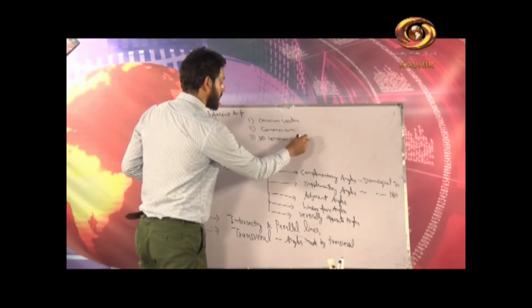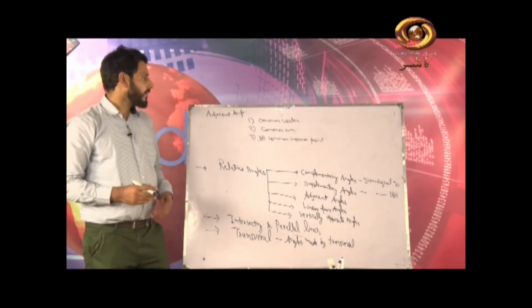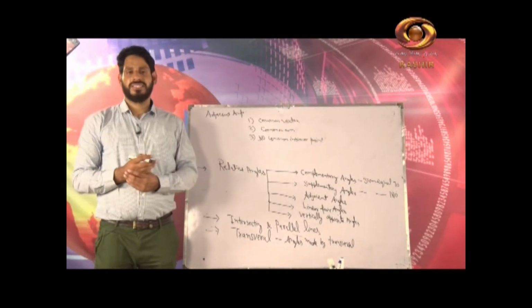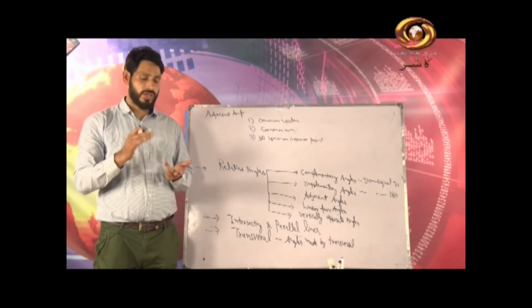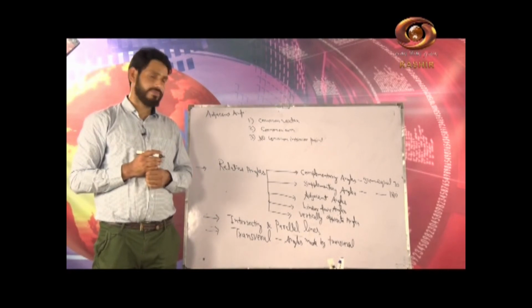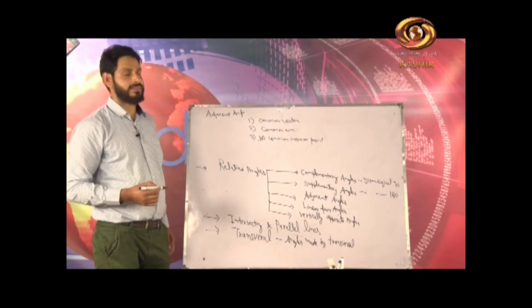I will talk about what this common interior point is. So you have to remember these three conditions, that they should have the common vertex, they should have the common arm, and they should have no common interior point, right? Let us take an example to understand what it actually is.